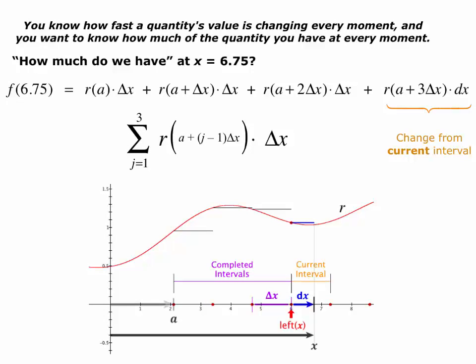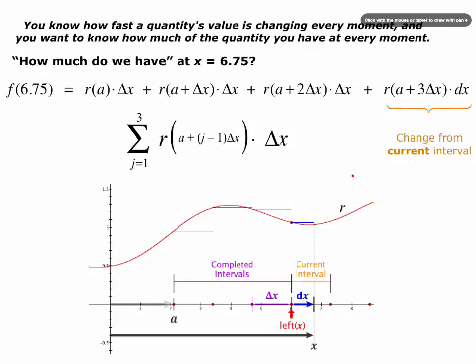Okay, let's go back. So we've got this. That's how we represent then the sum of accumulation in the completed intervals. All right, so what about the change from the current interval? Let's focus on that. And what do we say? So I've got that as red down here. Let's do it in red.